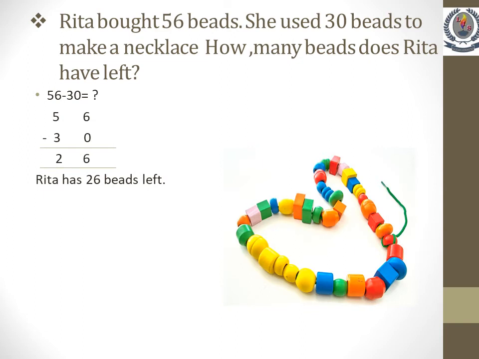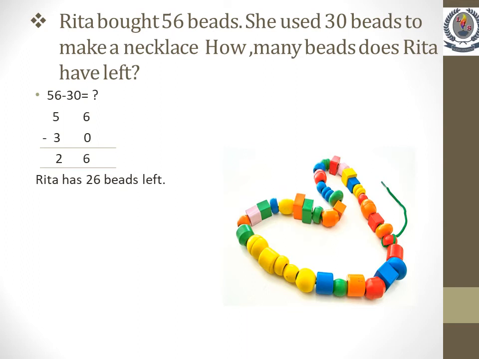We can also add two numbers in this way. Now let's try to add these numbers. We first add the ones and then the tens. When we add 8 ones and 6 ones, we get 14 ones. 8 ones plus 6 ones is equal to 14.